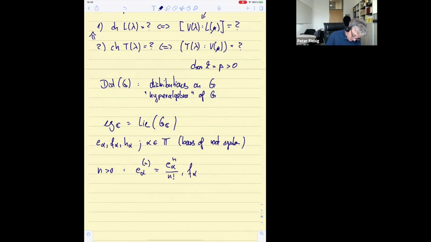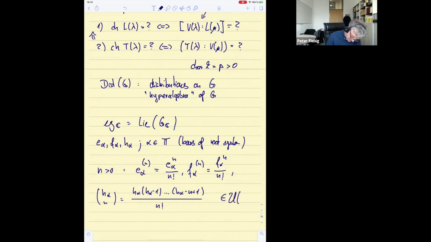F alpha is defined in the same way. And with H alpha, you do something a little different. So, sorry, for H alpha, define this binomial coefficient, and this is divided by n factorial. And so all these elements are in the universal enveloping algebra of U_C.